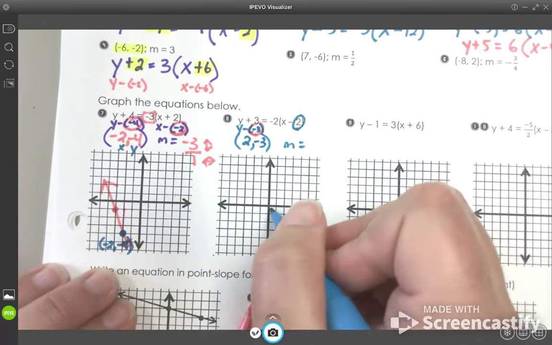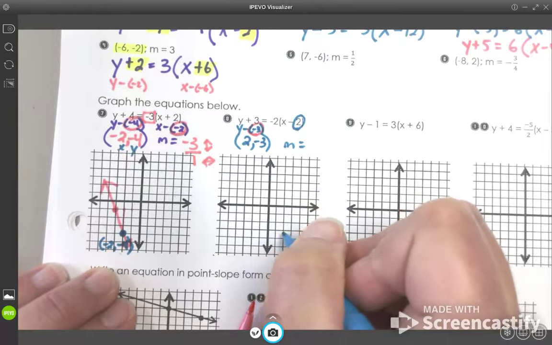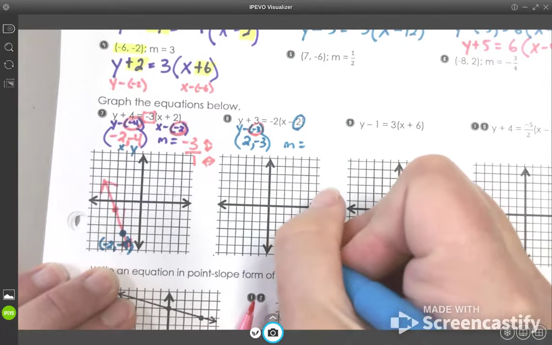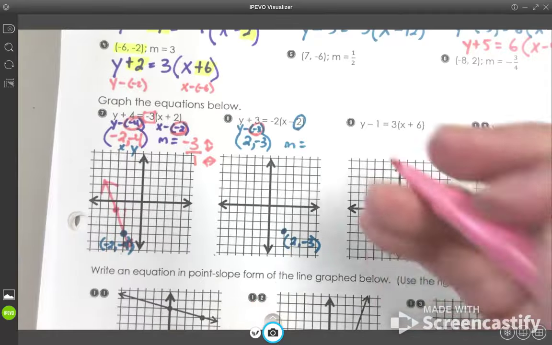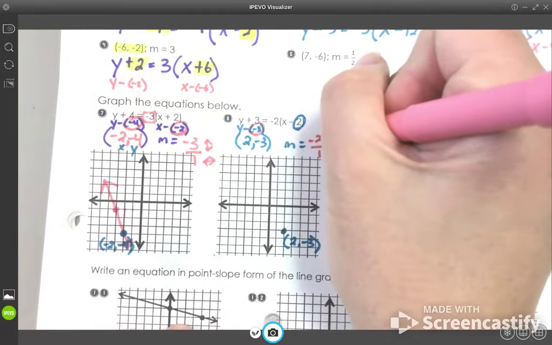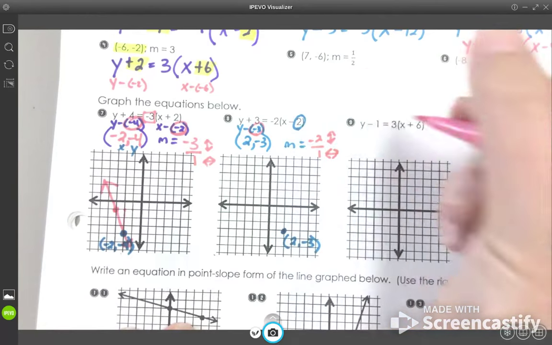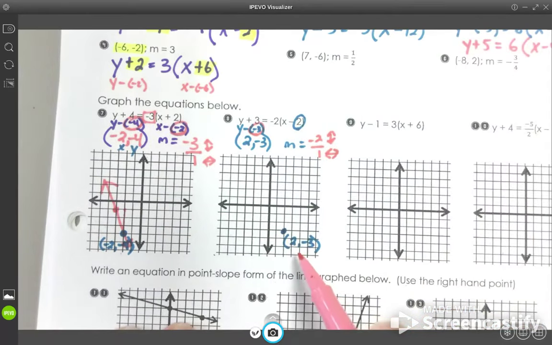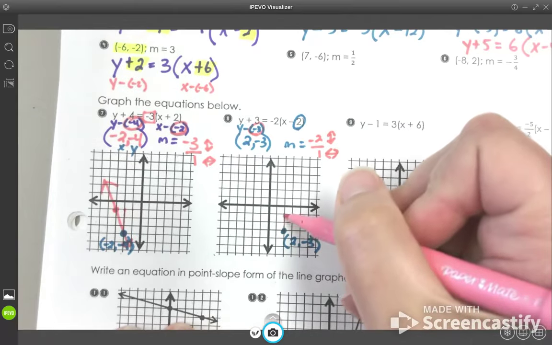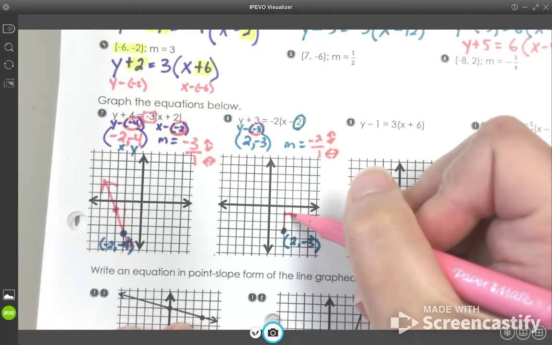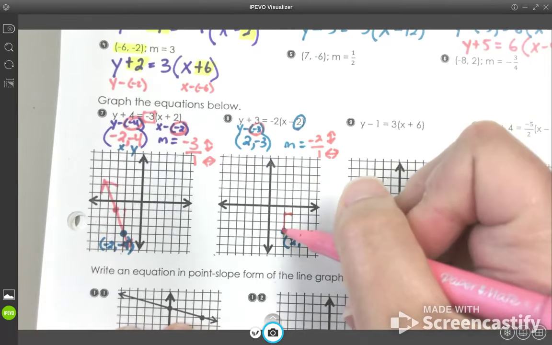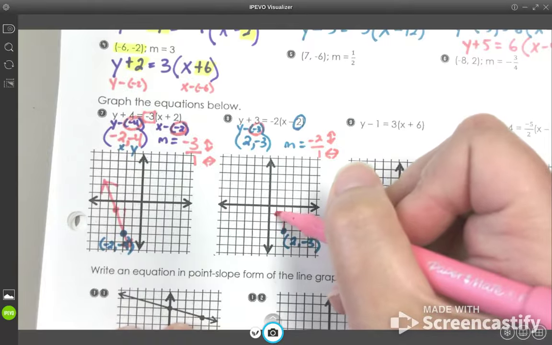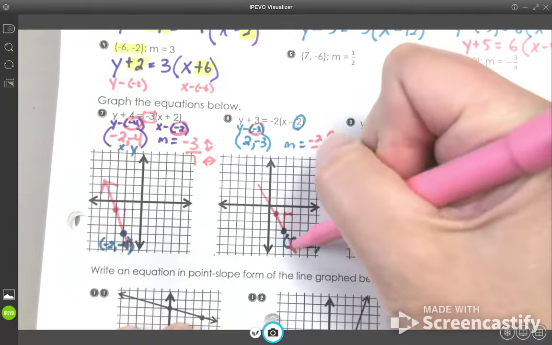So your starting spot is over 2, down negative 3. And again, I'm just labeling it for my notes so that you remember that that was your starting spot. Otherwise, you don't have to label that. My slope is negative 2. So I have to have a vertical change of 2 and a horizontal change of 1. And again, I need a negative sloped line. If I went right here, that would be a positive line. So I went the wrong way. So vertical change of 2, horizontal change of 1. There's my negative sloped line.